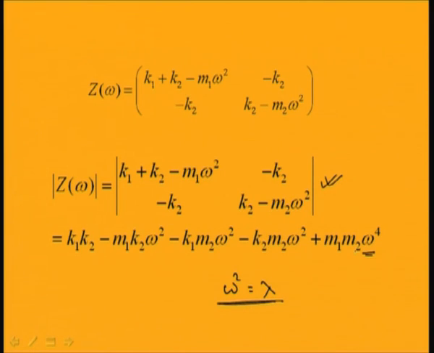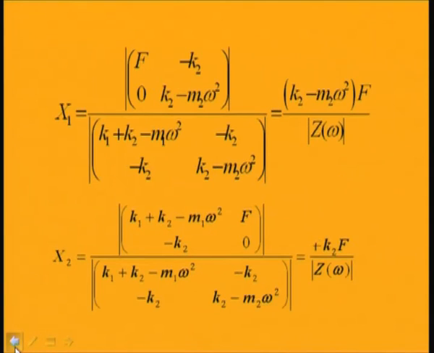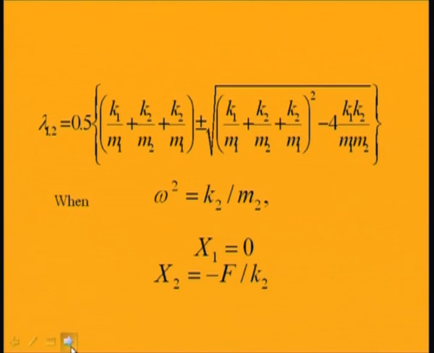So, by solving this quadratic equation, you can find the normal mode frequencies of the system. The normal mode frequencies of the system are lambda 1, 2 equal to 0.5 times [k1 by m1 plus k2 by m2 plus k2 by m1] plus minus root over [k1 by m1 plus k2 by m2 plus k2 by m1] whole square minus 4 k1 k2 by m1 m2.